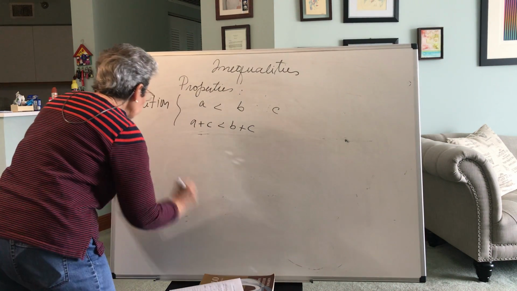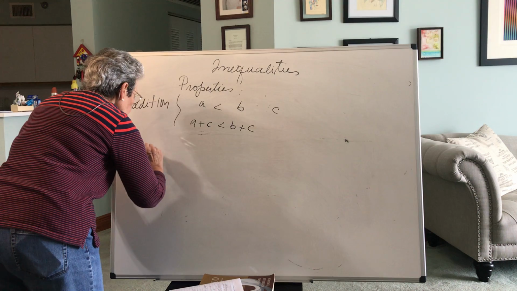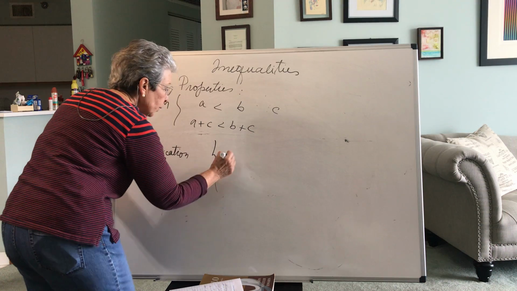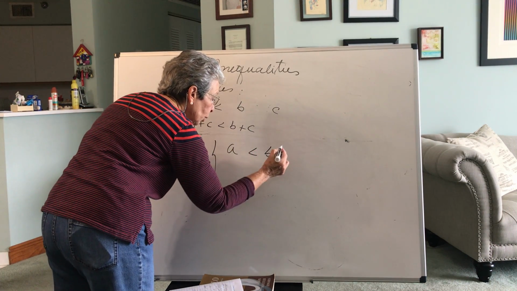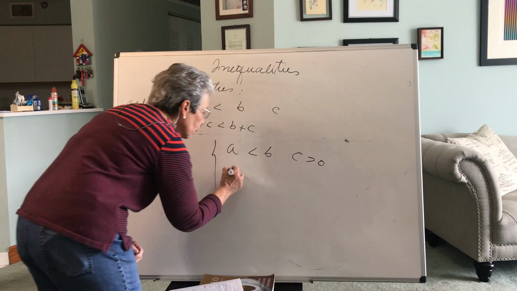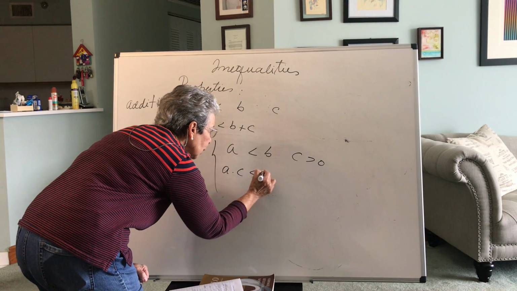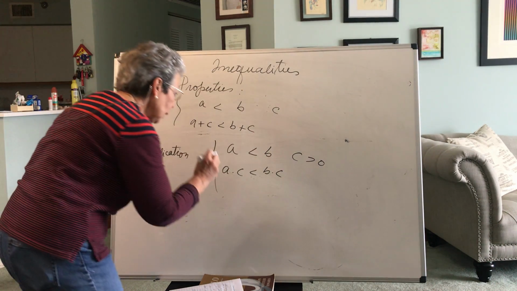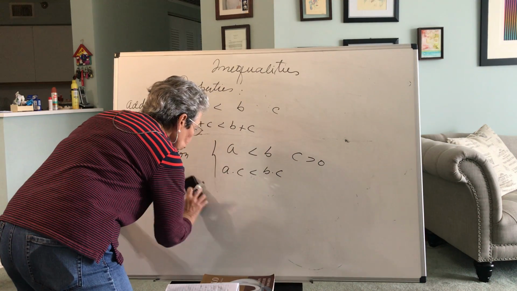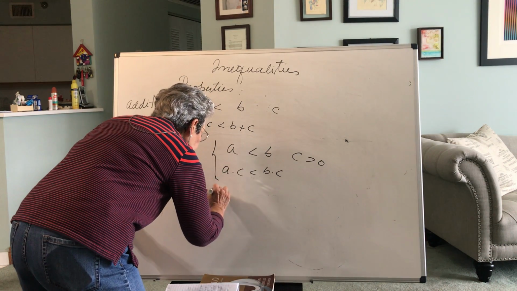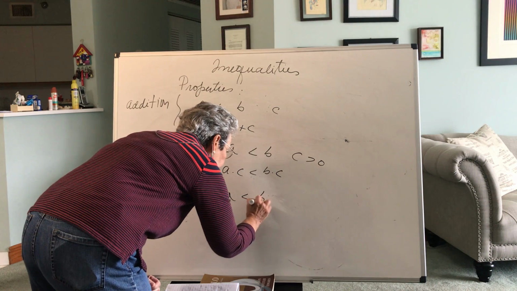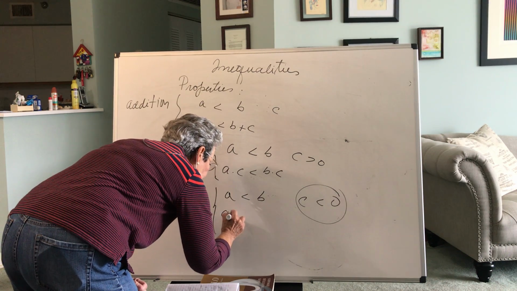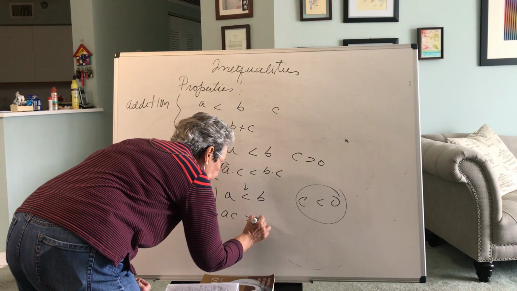The property of multiplication: if you have, for example, A less than B and you multiply by C, and C is greater than 0, you have A times C is less than B times C. That means C is positive. But if C is negative, then you have to do something different. For example, A less than B and C is less than 0, meaning C is negative. When you multiply by C, you have to change the direction of the sign.